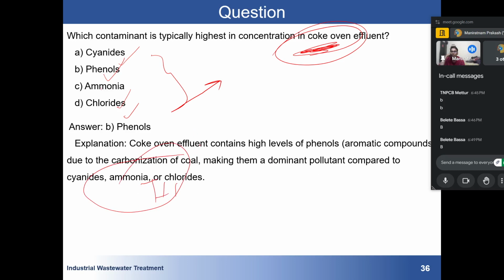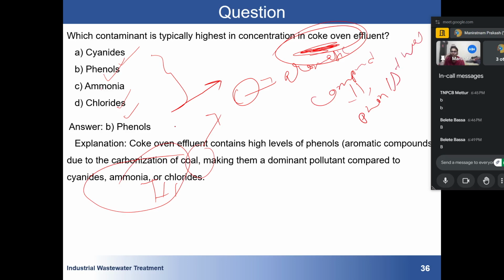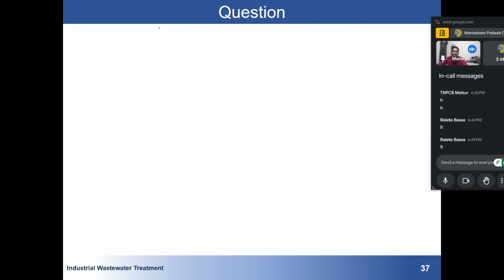But this coal, we have seen that it is a carbon form, so it will contain a high amount of aromatic compounds. And these are generally converted into phenols when mixed with water. So it has the highest concentration.